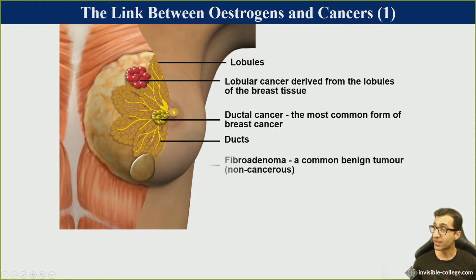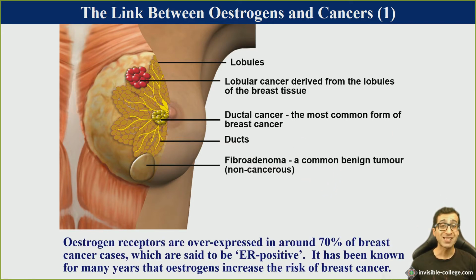Now, another form of cancer can be the fibroadenomas, and these are benign tumours which are rather common, and these are non-cancerous in the sense that they are non-malignant. Now, estrogen receptors are overexpressed in about 70% of breast cancer cases, which are said to be ER positive, and it's been known for many years that estrogens can increase the risk of breast cancers.